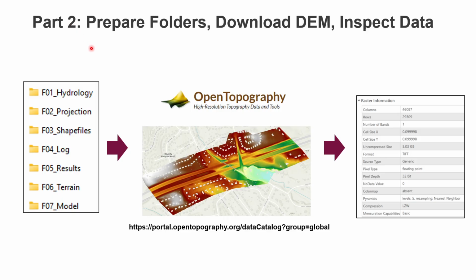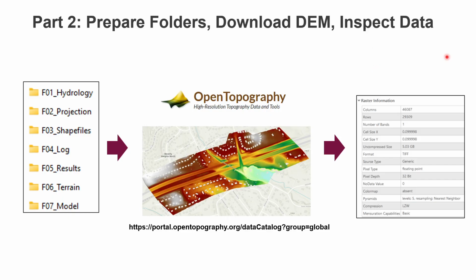the 1D model. The first thing we need to do is to prepare our folders. It's very important. We're also going to cover how to download the digital elevation model or digital terrain model. Then we are going to look at how to inspect our digital elevation model, to make sure the digital elevation model we've extracted is okay and has the right cell size and the right projections.